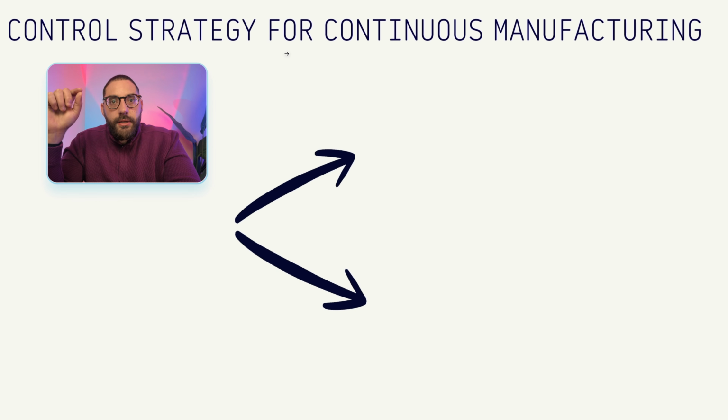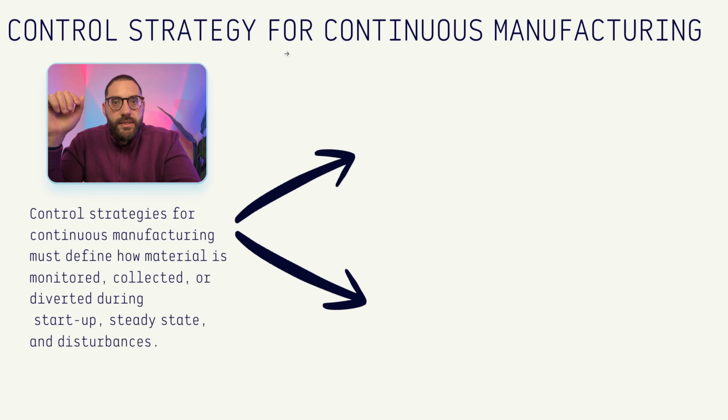Now, on this channel, we've talked a lot about control strategies, but in a traditional batch manufacturing process, it's often demonstrated at the end of a batch. You may have IPC throughout, but when it comes to continuous processes, your control needs to be demonstrated continuously, a common theme. And the control strategy needs to define how you monitor your process during startup, during your normal operations, and during any disturbances that may occur.